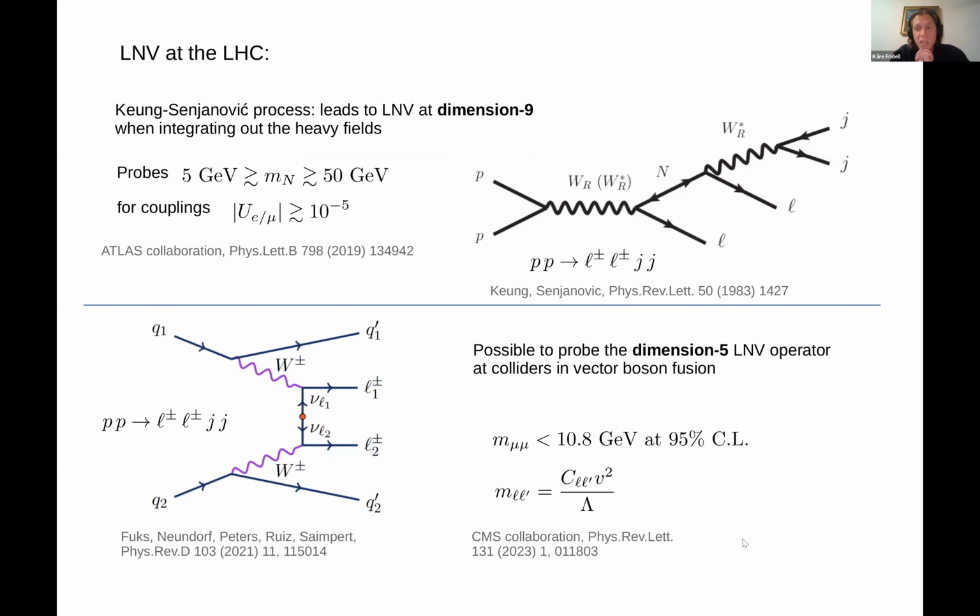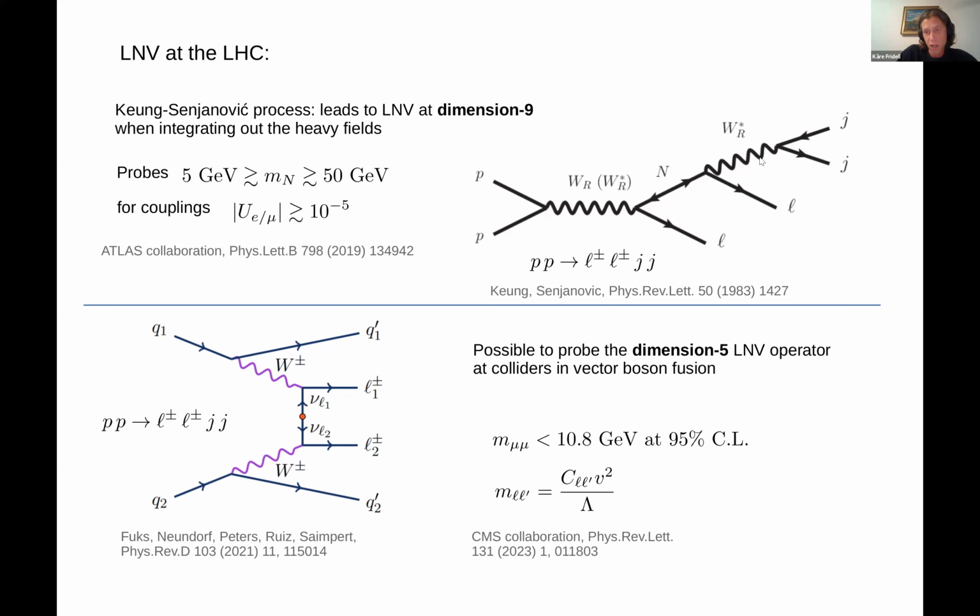Okay, so at the LHC, I think the first process like this that's been studied, a lepton number violating process, is the Keung-Senjanovic process, which you can see here in this diagram. So we have two quarks forming a WR, a right-handed gauge boson, which can be on or off shell, decaying into a right-handed neutrino and a lepton, where the right-handed neutrino has a Majorana mass insertion and subsequently decays back into a WR and a lepton.